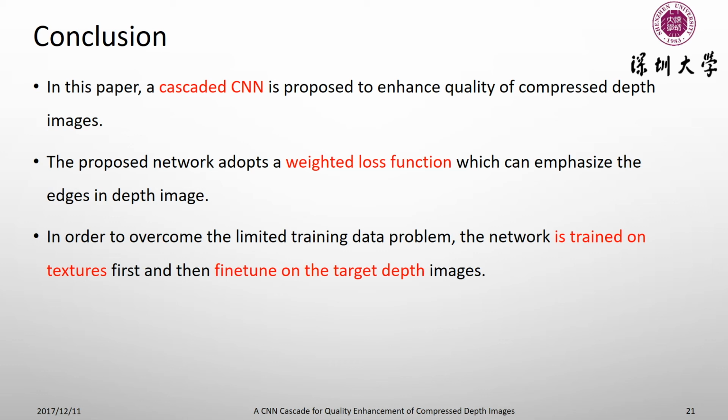In this paper, a cascaded CNN is proposed to enhance the quality of compressed depth images. The proposed network adopts a weighted loss function which can emphasize the edges in depth images. In order to overcome the limited training data problem, the network is trained on textures first and then fine-tuned on the target depth images.